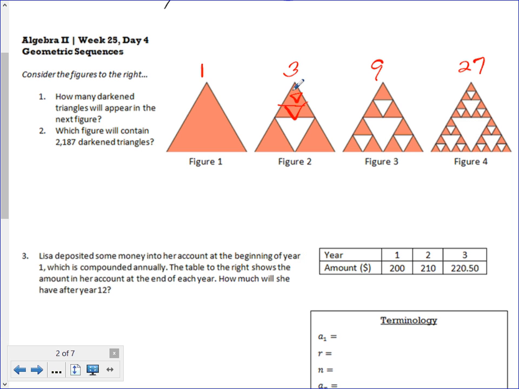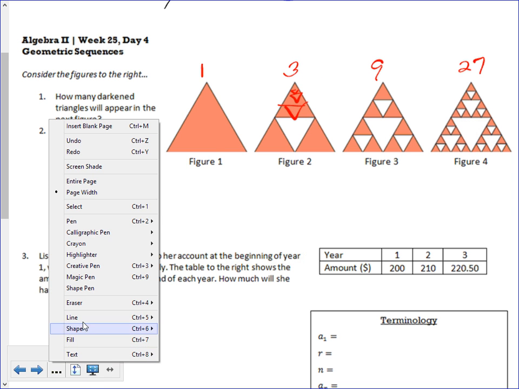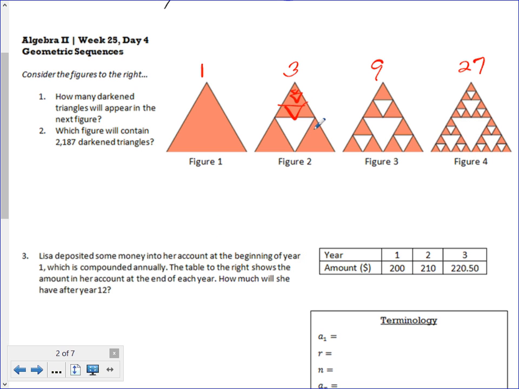Within each triangle, we're just subdividing it. And you can keep subdividing it. Let me use a different color here. And good, someone already noticed a pattern I heard, I think. 81. So how'd you get 81? 27 times 3. Everything times 3.